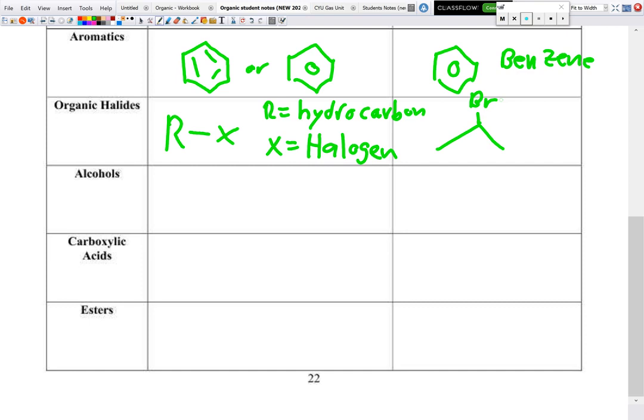So for example, if we had something like this, we can tell our hydrocarbon right here, we have 1, 2, 3 carbons, so we have a propane, and then we have a bromine sticking off here. So for the names, we're not going to worry about the names right yet, just going to give you examples.